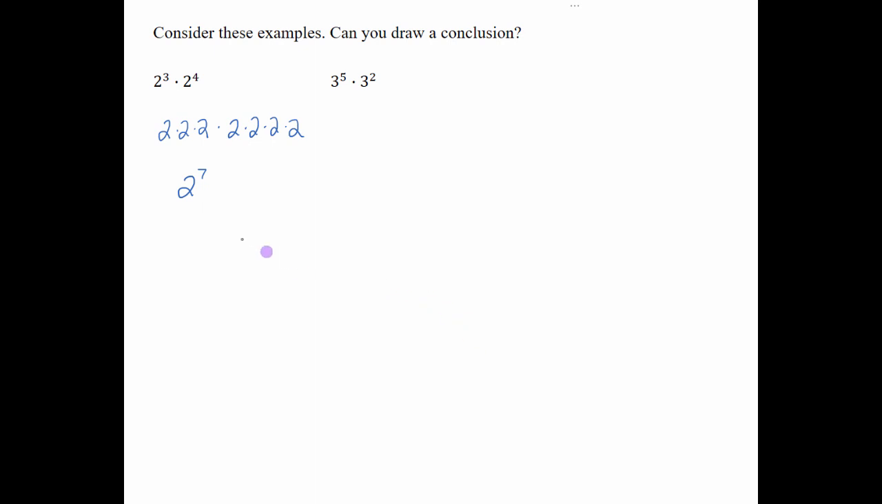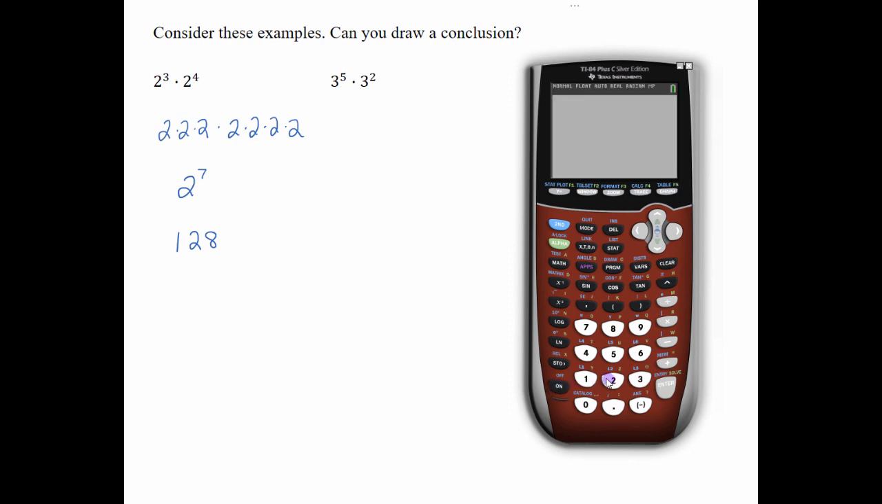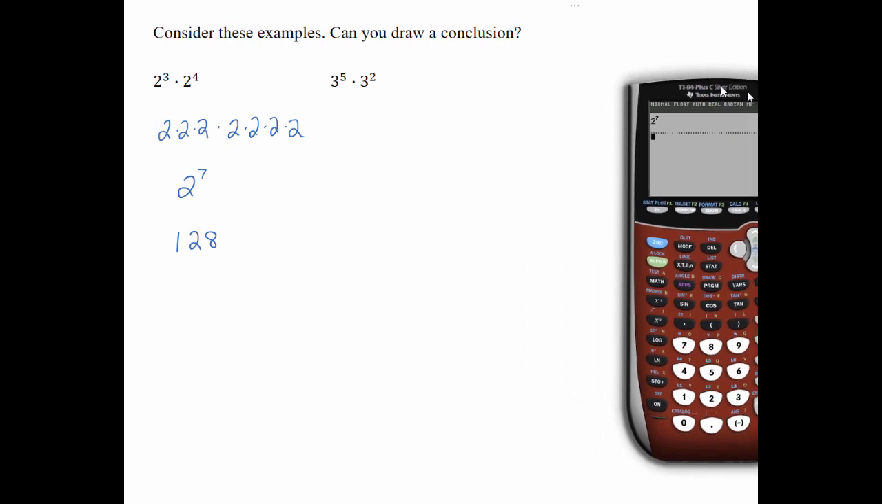Now 2 to the 7th is 128. If we wanted to evaluate it so that it's not in exponential form, we would put 128. How do you do that on the calculator? Let's grab our calculator here. So we have a 2, exponent of 7. Enter, we get 128.